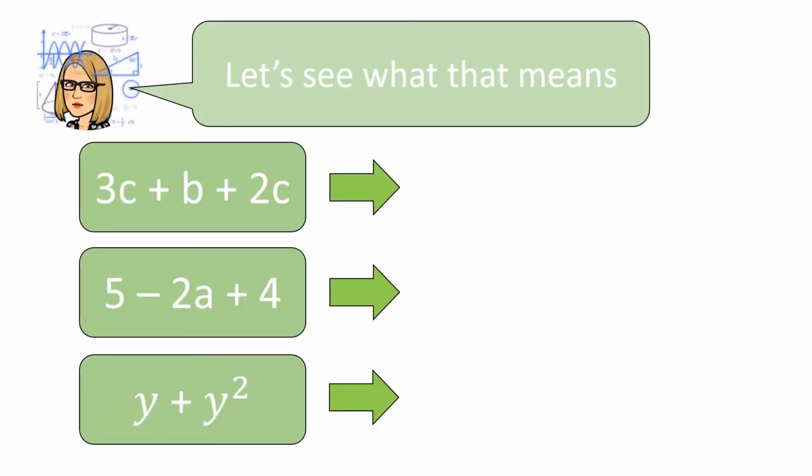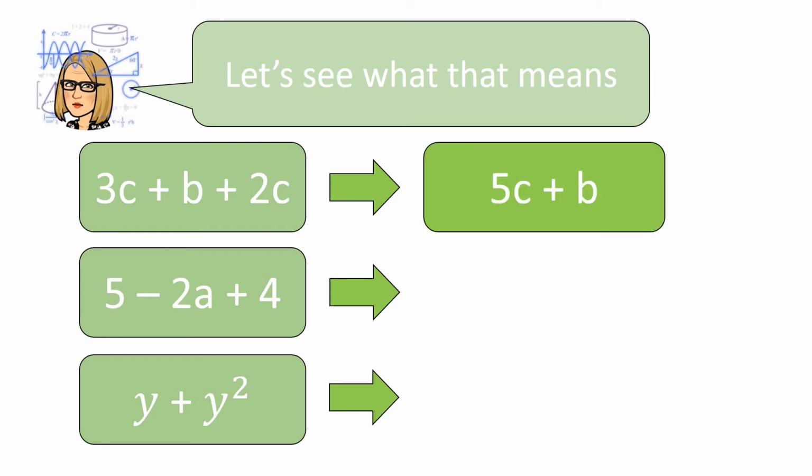So here again, I've got this example we've seen before, 3c plus b plus 2c. Well, two of those terms are like terms, the 3c and 2c, so I can add them together, 3c plus 2c. Now I've got 5c plus b. They both mean the same thing, but 5c plus b is clearer, it's easier to understand and to see what's going on.